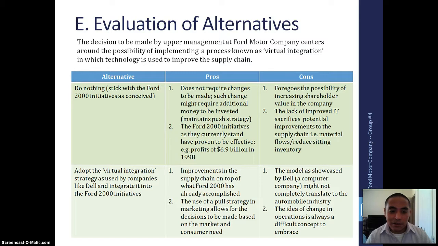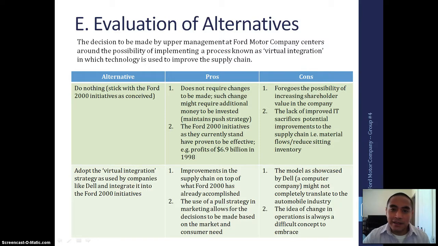Which leads us to the other alternative, which is to actually adopt the virtual integration strategy that we've seen be used by other companies such as Dell. The con is, are Dell and Ford necessarily the same type of company in which we can expect the same type of results, due to them being in different industries?